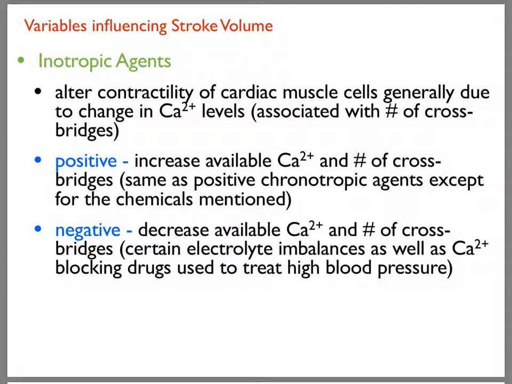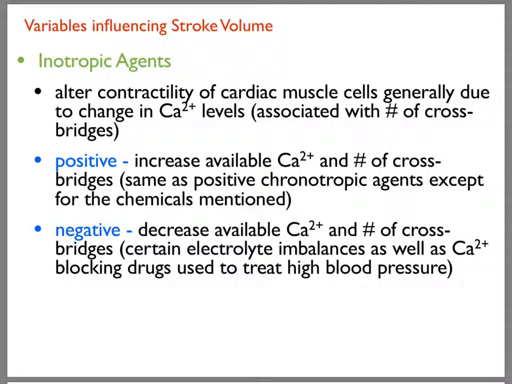Inotropic agents are things that are going to affect stroke volume by altering the contractility of cardiac muscle cells. As I mentioned in that initial little flow chart that I made earlier, the inotropic agents are going to affect the levels of available calcium. And the more calcium you have available, the more this calcium can bind to troponin, and you will have a higher number of cross bridges. And the higher the number of cross bridges, the stronger the contraction will be.